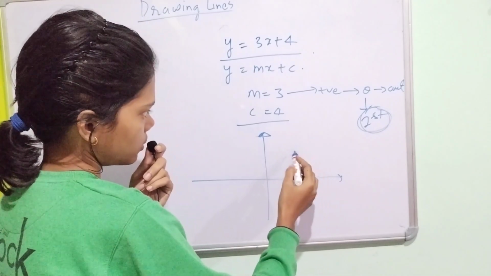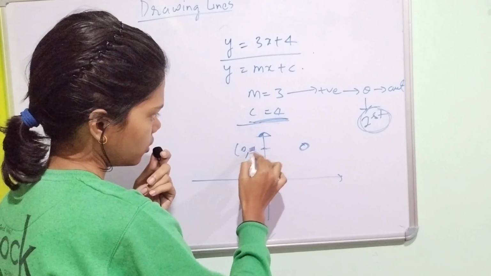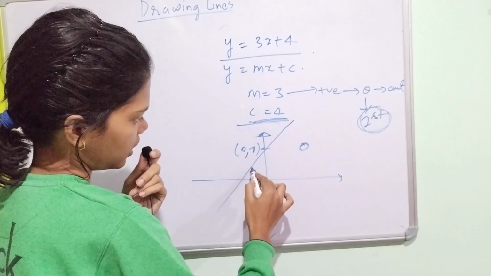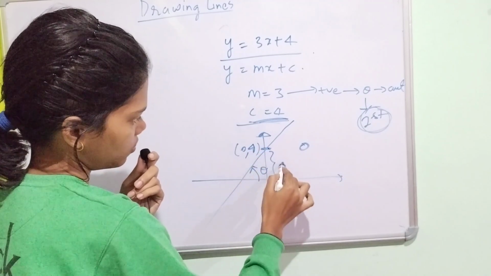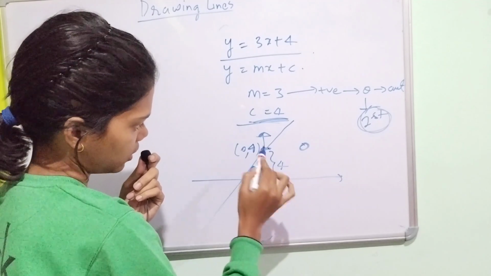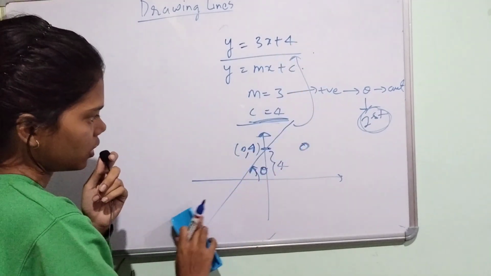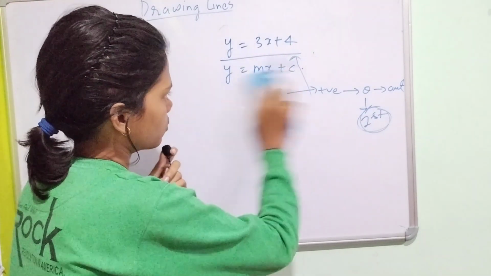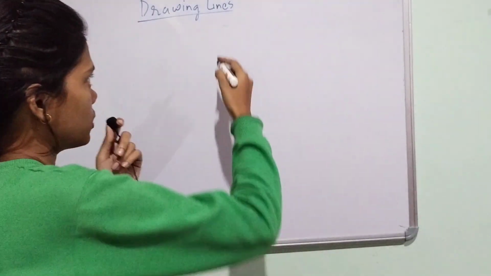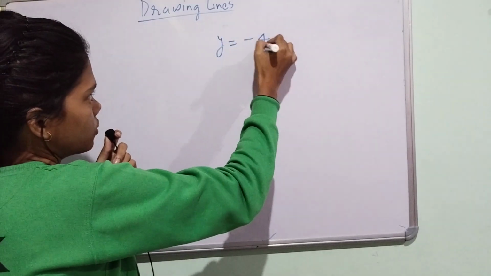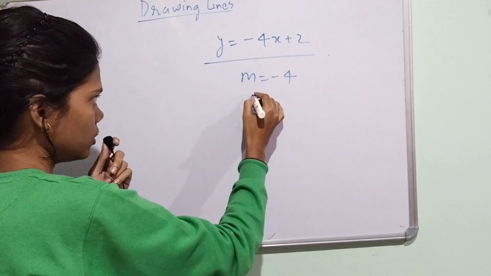It means in this quadrant the line is going to lie, and the y-intercept is 4. Suppose here it is (0, 4), so it is going to pass like this. See, theta is again an acute angle and the y-intercept is (0, 4). You can see theta is again an acute angle. So this is basically the graph of that equation. Okay, if we take the slope negative, then what will happen? Suppose we take y equal to minus 4x plus 2. If we are given this, again the slope is minus 4 and the intercept is 2.